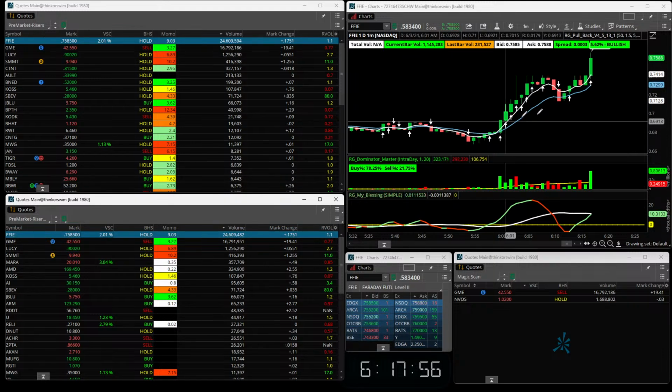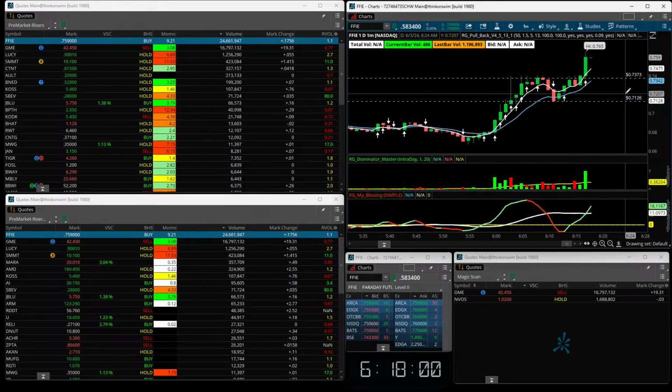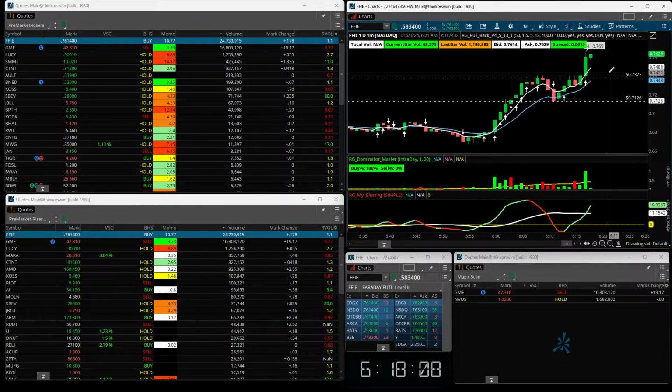We'll be waiting on a pullback. We've already had one pullback right here in this area. Will we get another one? That's yet to be determined. We don't chase green candles. We wait for a pullback for the run up.